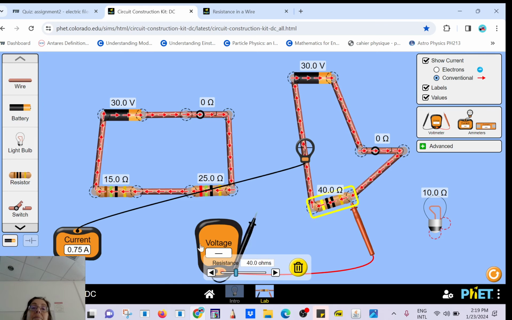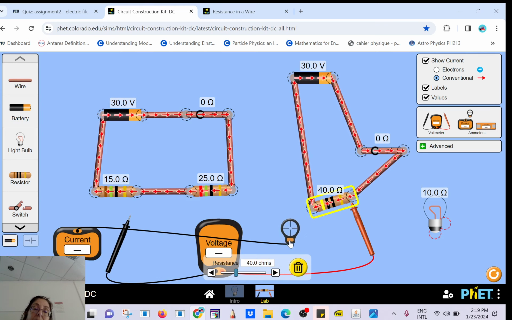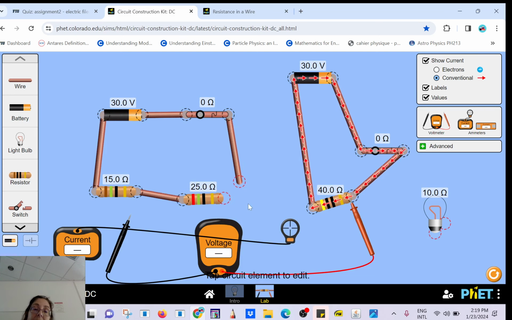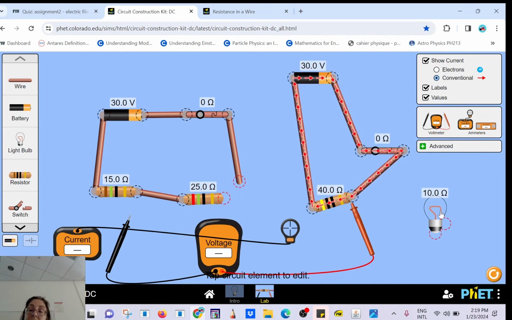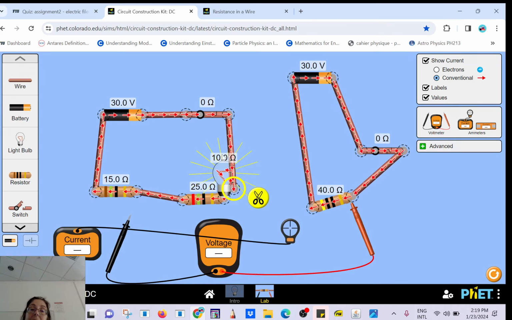Is that clear? So it's not hard to understand. Now, I think we did that last time, so just a review. Make sure you read your textbook, of course. If I add another load here, it has a resistance of 10. That's how much it's going to turn that electrical energy into heat and light.